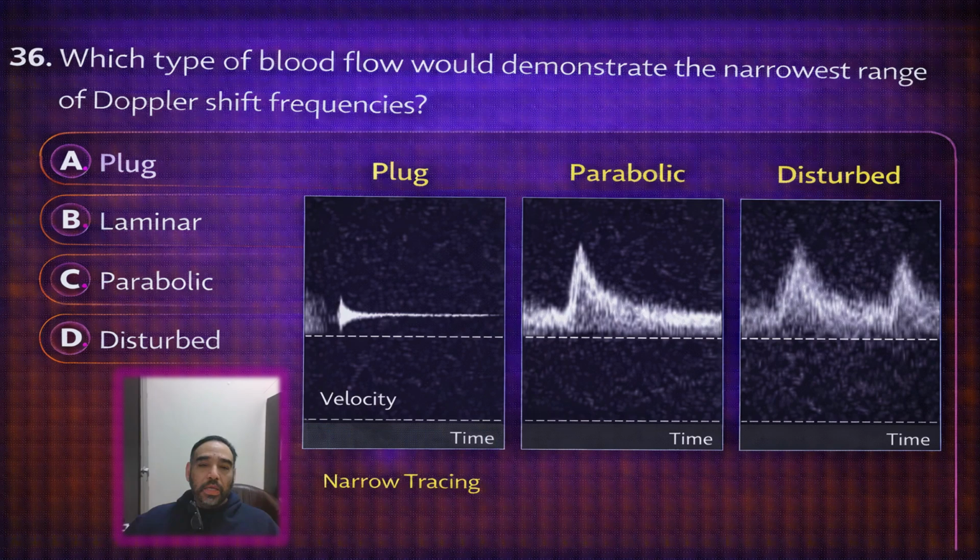So if you think of a clean spectral Doppler, the velocity range across the vessel is the frequency range, which relates to the width of the spectral tracing. When you have uniform velocity, that relates to a narrow tracing. And when you have a wide velocity distribution, that leads to a broad tracing. And then plug is the most uniform, and it has the narrowest frequency range.